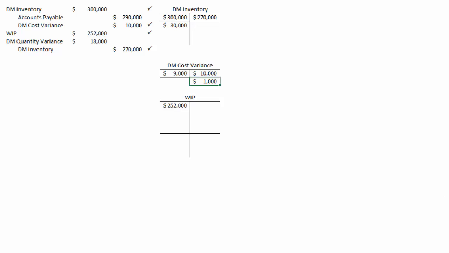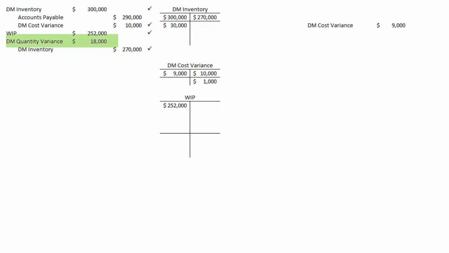Now, what we're going to do with that $9,000 is journalize it. We're going to debit it to close it out. And I'm just going to start a journal entry over here, and we'll build on that journal entry as we continue to move through this process.